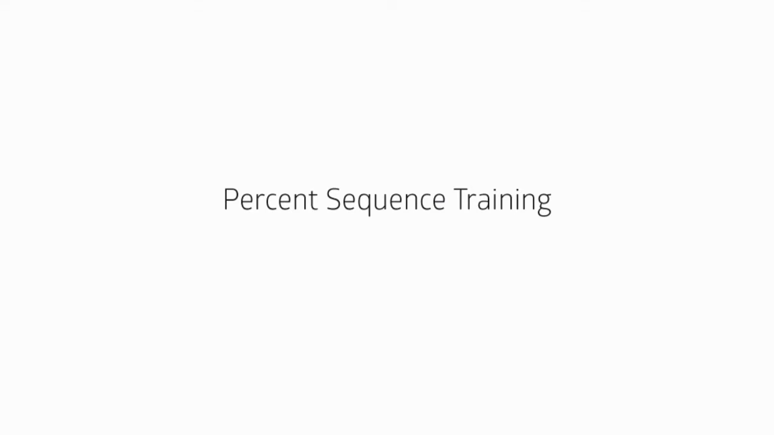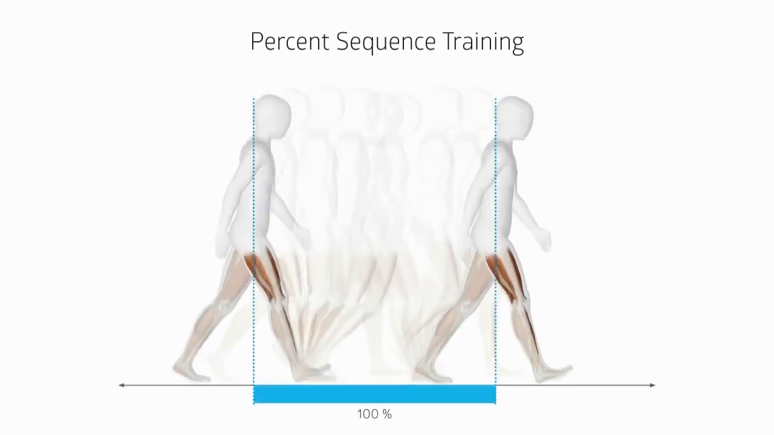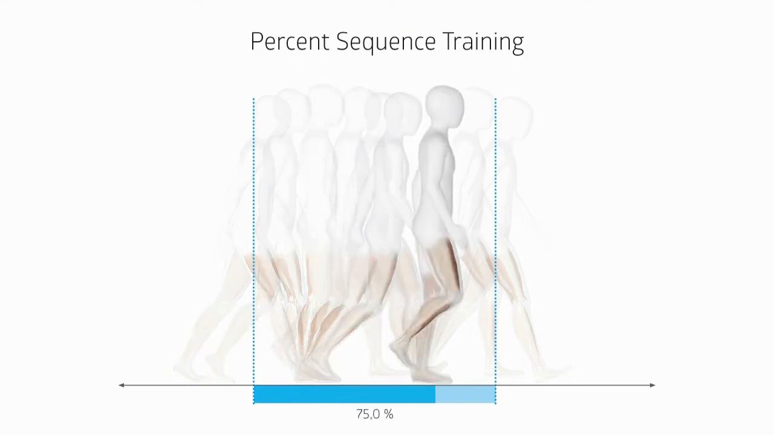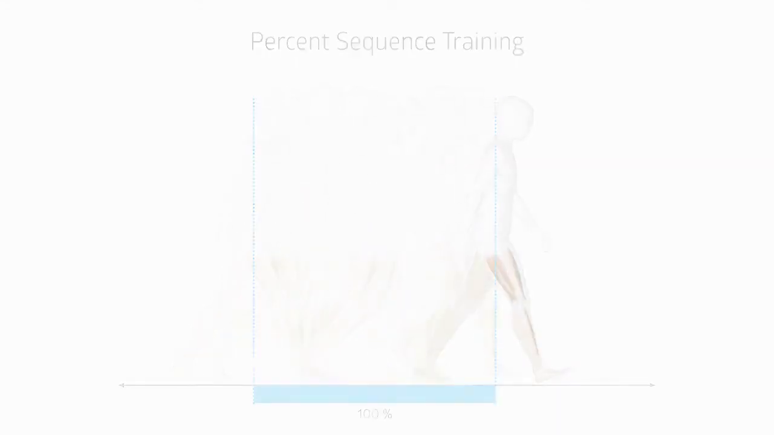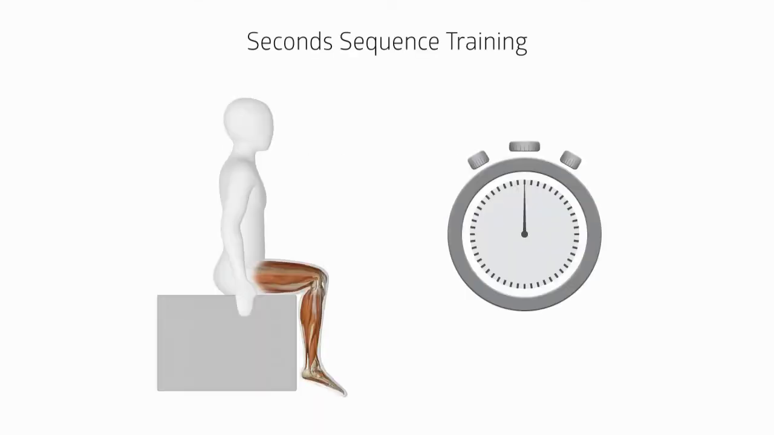Percent sequence training includes all the templates for gait training or FES walking in percentages, according to the natural gait phases in a complete gait cycle. Second sequence training includes templates in seconds, defining the start and duration of each single muscle stimulation in seconds.